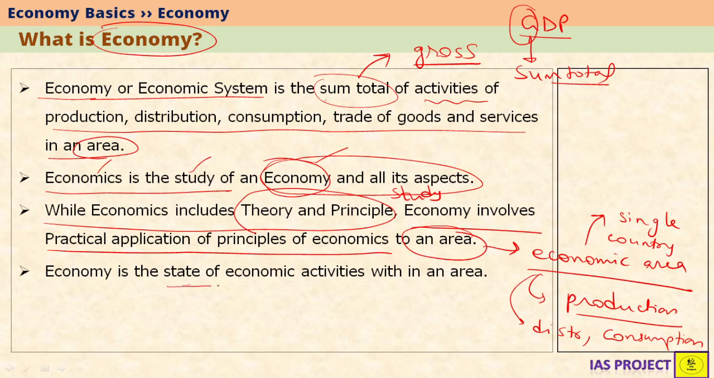So let's look at the fourth definition. Economy is a state of economic activities within an area. Again, the word area is coming. For example, if someone asks, how is the Indian economy doing after the COVID-19 crisis? So the answer is this one. Economy is the state of economic activities. That is how the Indian economy is doing after the COVID crisis. It is also called economy.